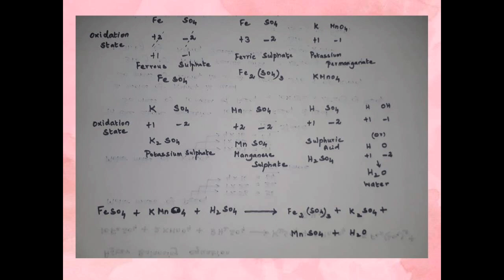Here the equation: FeSO4 plus KMnO4 plus sulfuric acid react with each other, and we get the equation ferric sulfate plus potassium sulfate plus manganese sulfate plus water.